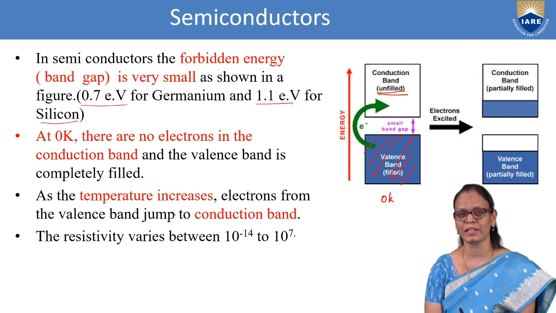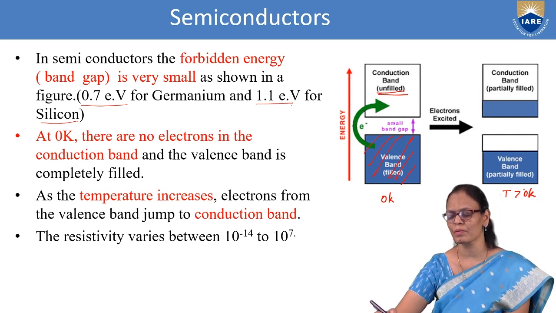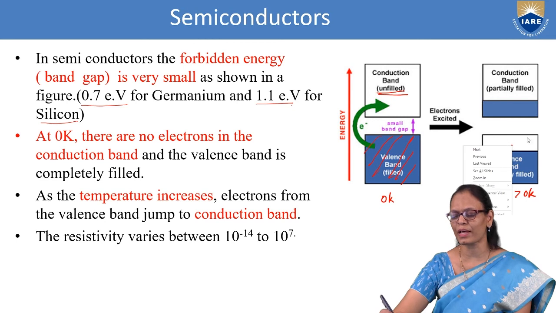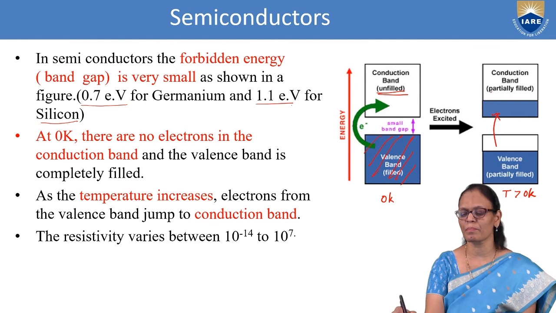But as the temperature increases, electrons from the valence band jump to the conduction band. When the temperature increases more than 0 Kelvin, even at room temperature, some of the electrons from the valence band move to the conduction band. So the conduction band is partially filled. The valence band electrons moving to the conduction band means they are free, means they start conducting. So at 0 Kelvin, there are no free electrons, means no conduction. They will behave like insulators.